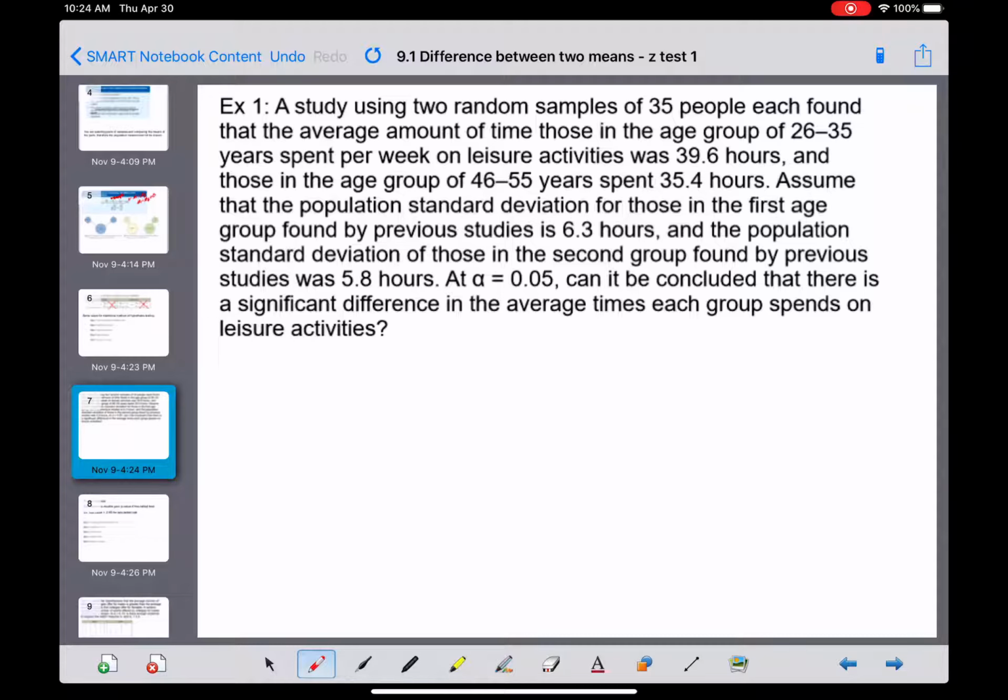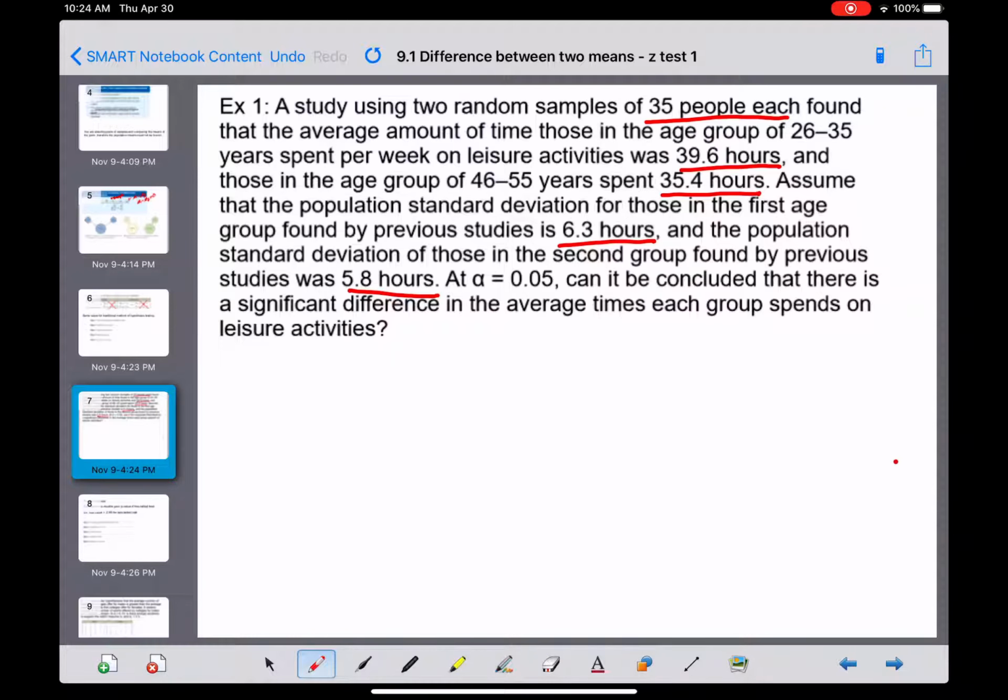So first thing, we're going to read through this. So a study using 2 random samples of 35 people each found the average amount of time for those in the age group 26 to 35 years spent per week on leisure activities was 39.6 hours. And those in the age group of 46 to 55 spent 35.4 hours. Assume the population standard deviation for those in the first age group found by previous studies is 6.3 hours. And the population standard deviation for the second group found in previous studies is 5.8 hours.